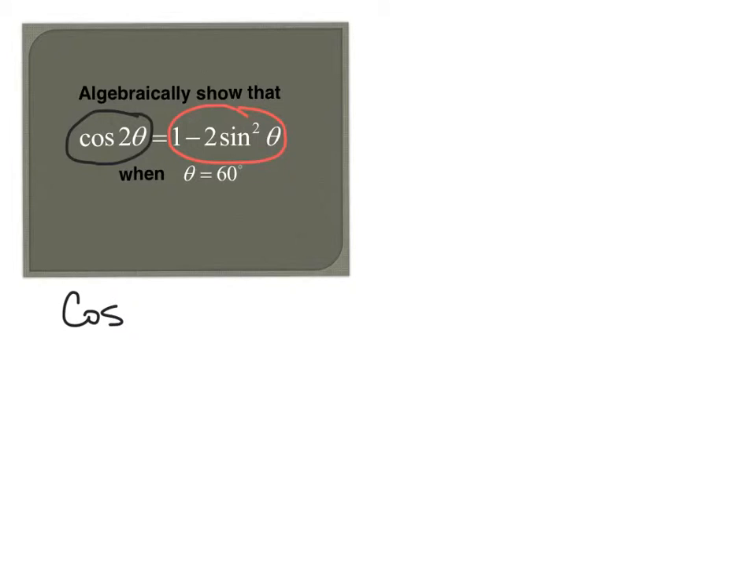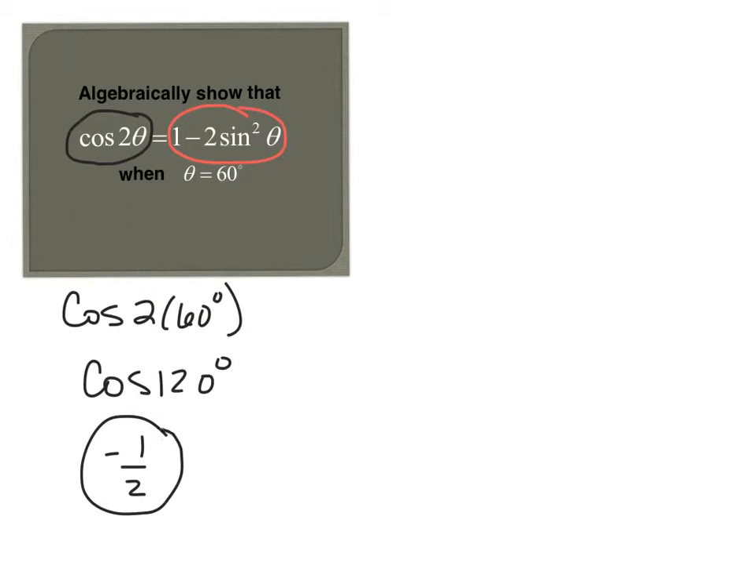So cosine of 2 times 60 is the same as cosine of 120 degrees. We should know that's a 60-degree reference angle. It's in the second quadrant. And because it's a 60-degree reference angle, this is going to equal -1/2. Okay? So let's do this.